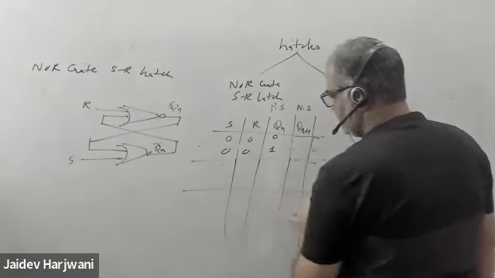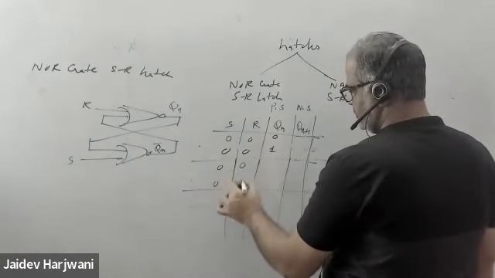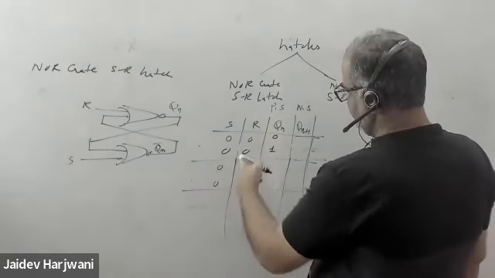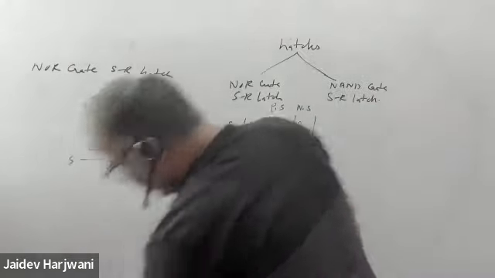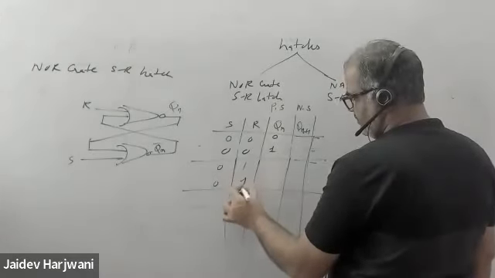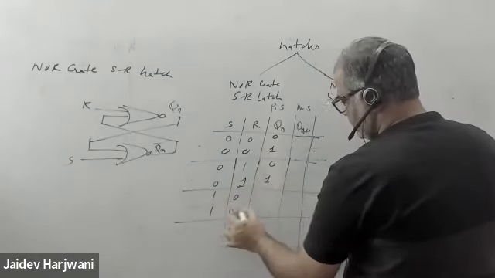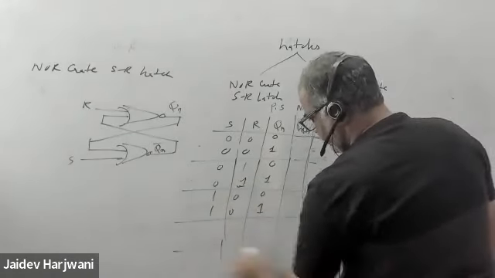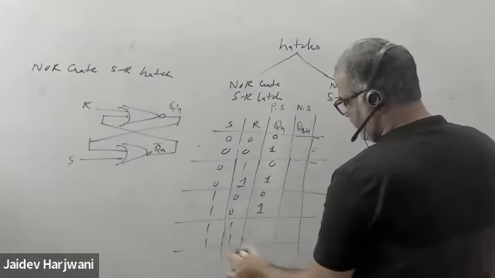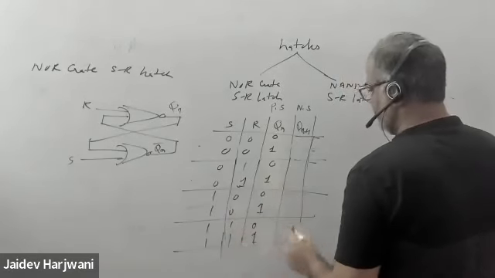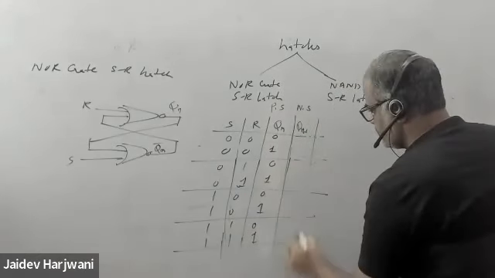Now, what is the next state? For 0 0 it can be 0 or 1, for 0 1 it can be 0 or 1, for 1 0 it can be 0 or 1, and at the last, for 1 1 it can be 0 or 1. Now we have to see how this circuit works.